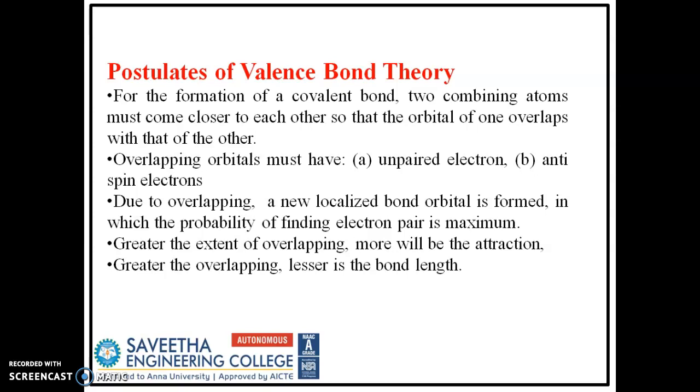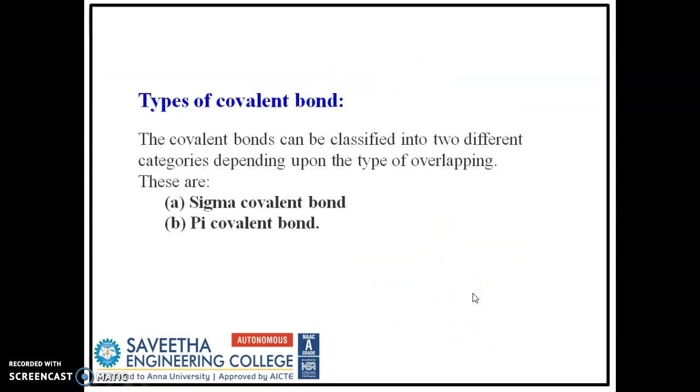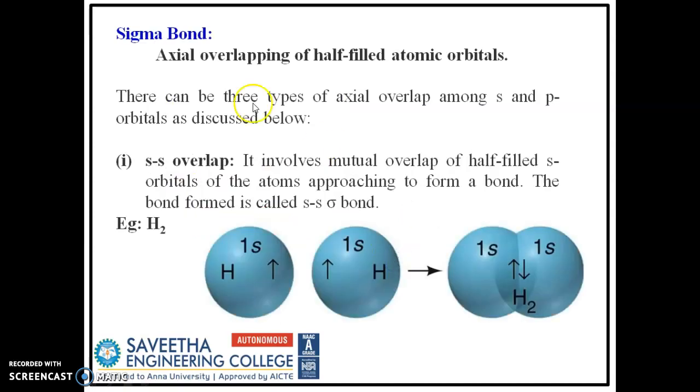Greater the extent of overlapping, more will be the attraction. Greater the overlapping, lesser the bond length. These are some of the postulates of VB theory. And in that, as I already told, they clearly explain covalent bonds. The covalent bonds can be classified into 2 different categories depending upon the types of overlapping. They are sigma covalent bond and pi covalent bond.